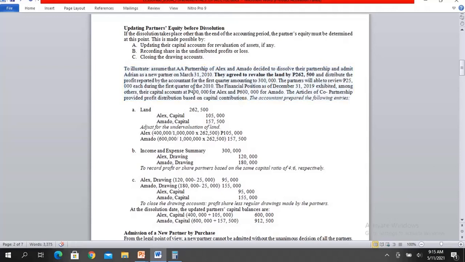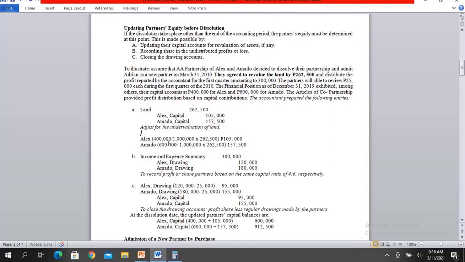Paano yung nung lesson natin nung last, tinuro ko kung paano mag-distribute ng profit or loss based on capital contribution. So i-add natin sila. 400,000 plus 600,000 is 1 million. So, yun yung magiging denominator natin. Ito yung computation niya sa baba.